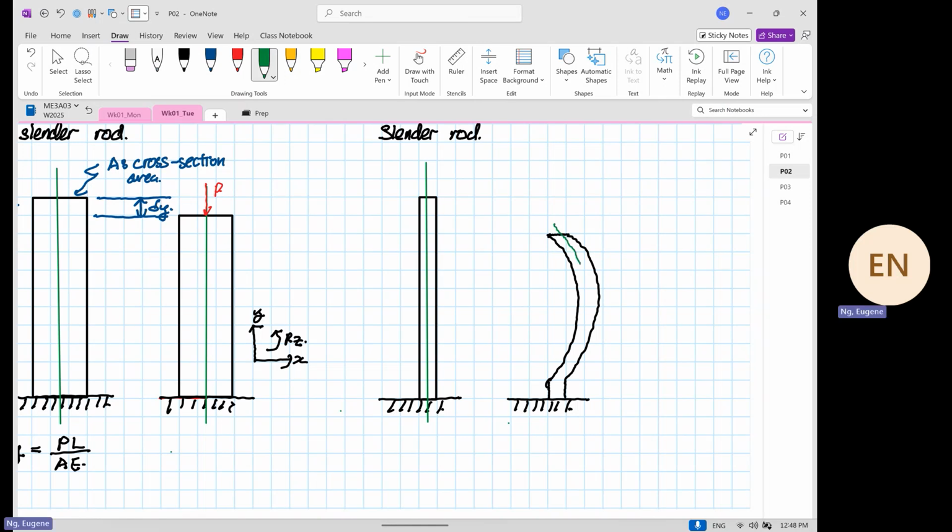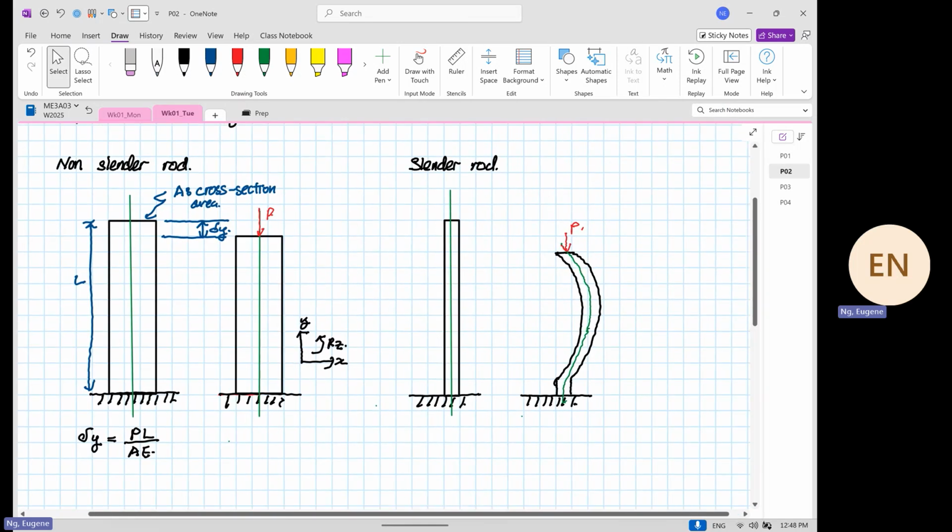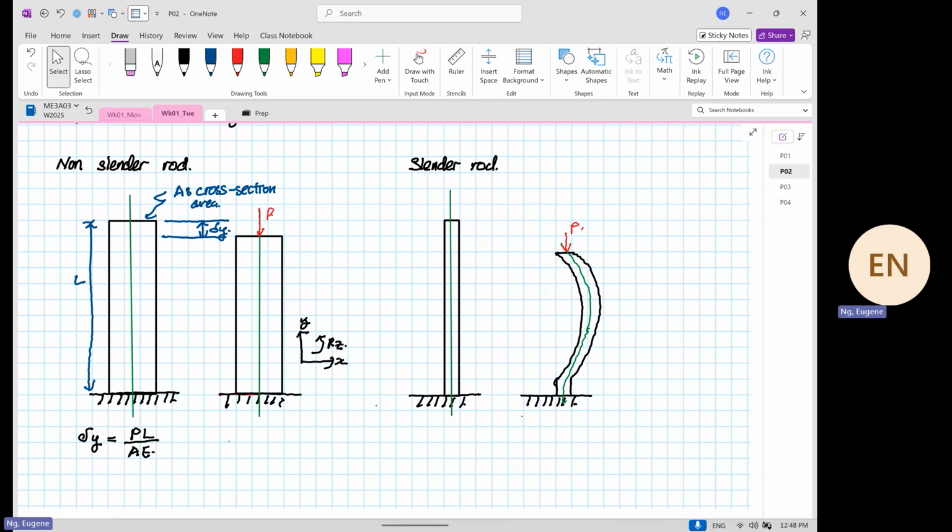The deformation is different. And this is still our load P. You can see the difference in terms of deformation pattern.